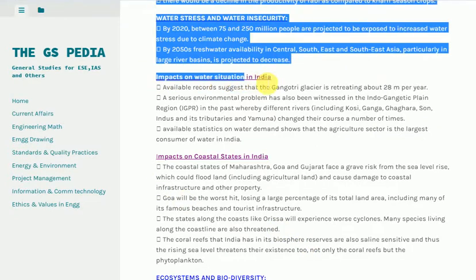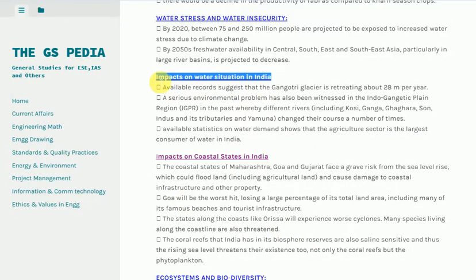Available records suggest that the Gangotri Glacier is retreating about 28 meters per year. A serious environmental problem has also been witnessed in the Indo-Gangetic Plain region in the past, whereby different rivers including Kosi, Ganga, Ghaghara, Son, Indus and its tributaries and Yamuna changed their course a number of times. Available statistics on water demand show that the agriculture sector is the largest consumer of water in India. Impacts on coastal states in India.